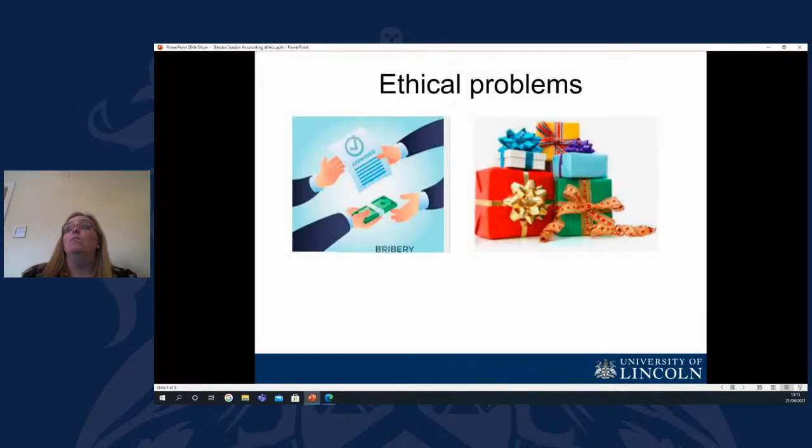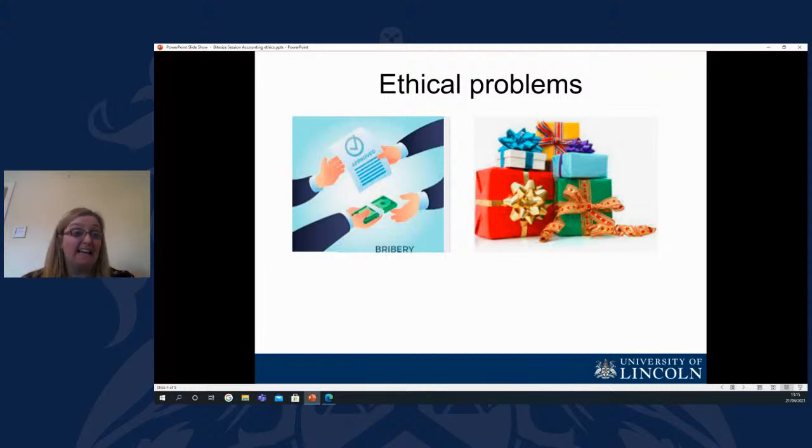Okay, what I'm going to do now is talk to you about 2 ethical problems in a little bit of detail, not a lot. But the first is bribery. Now, bribery is essentially where somebody offers you something in exchange for something they want, and it's illegal.